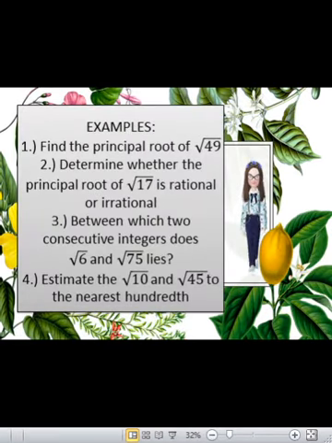And we're going to start with the first one. Find the principal root of the square root of 49. When we say square root, it is a number that is multiplied to itself to come up with the given product or answer. Since we're talking about 49, we all know that 7 times 7 is 49. So therefore, the square root of 49 is positive negative 7.